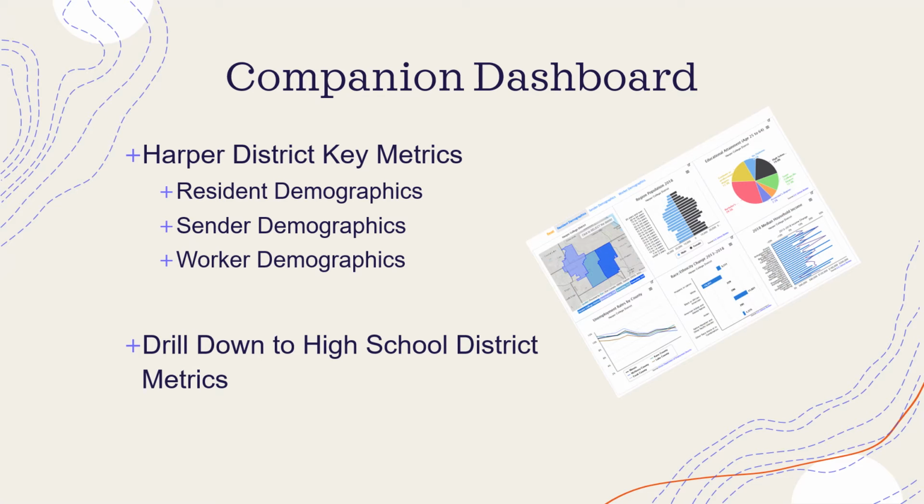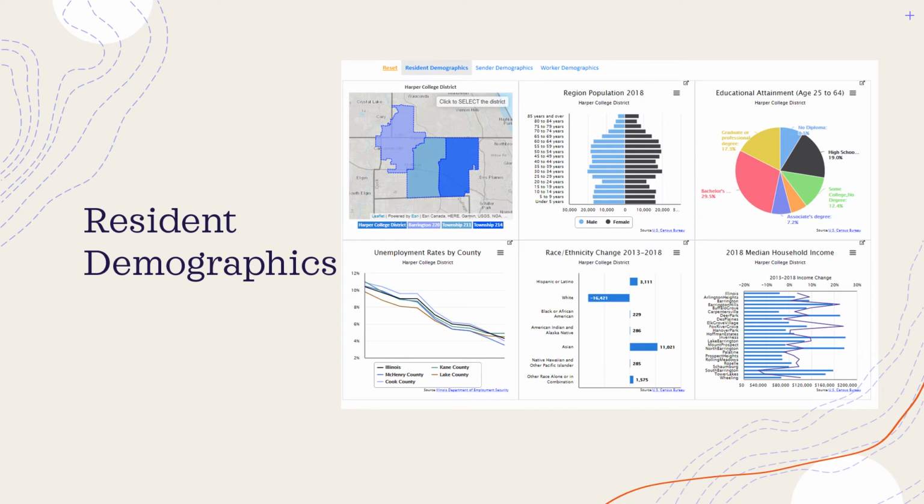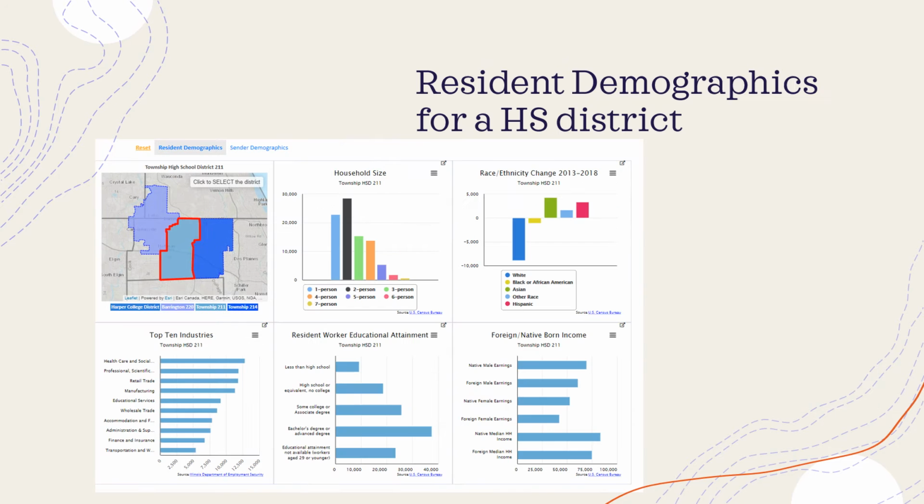For the next few slides, I'll provide a quick virtual tour of the dashboard features. In the resident demographic space, the metrics we focused on are the population by age and gender, educational attainment for adults, unemployment rates, changes in race ethnicity, and median household income. When we drill down into one of the districts, these metrics change slightly to look at things like household size, the top 10 industries for that area, and resident worker educational attainment.